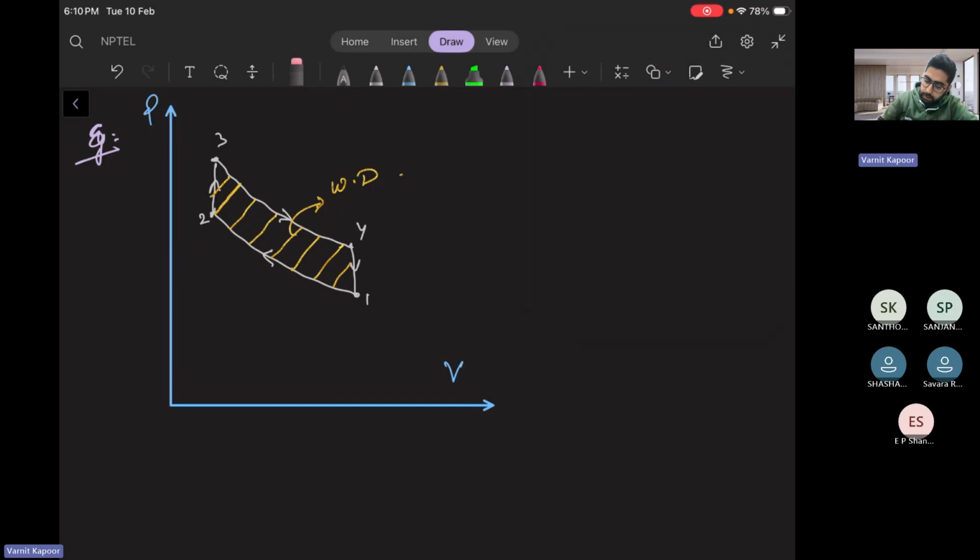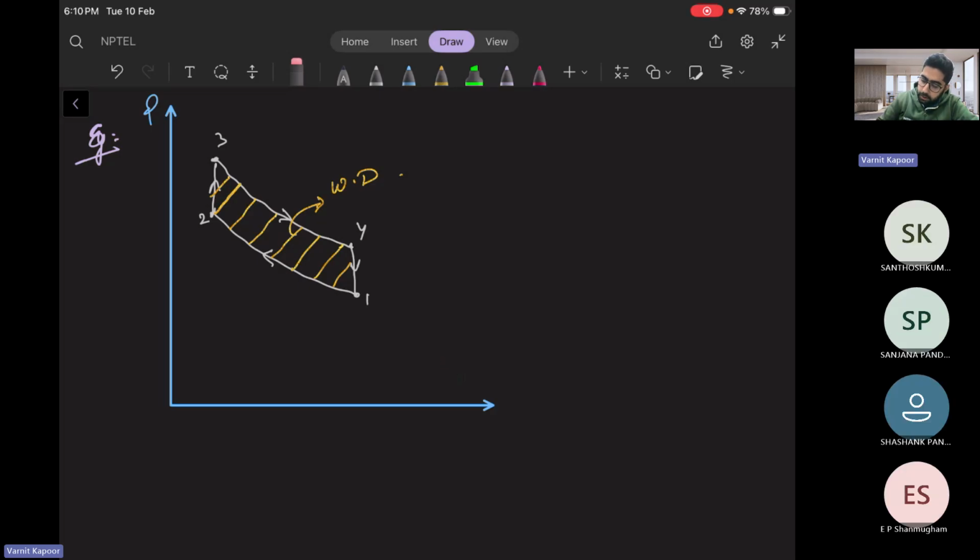I think this will work. So this is a pressure volume plot. A constant pressure. So first thing is a constant pressure. If I'm saying it's a constant pressure, that means the pressure is going to remain constant.